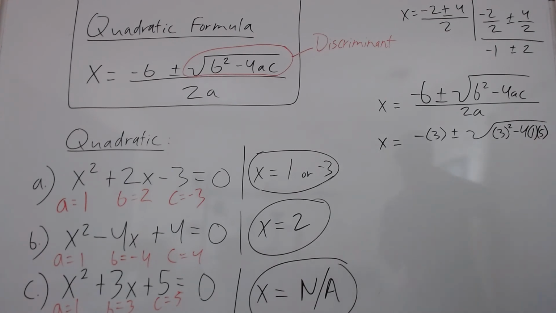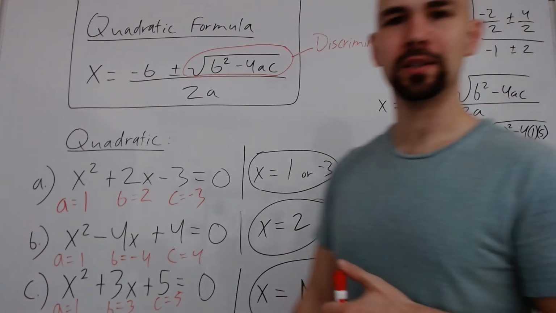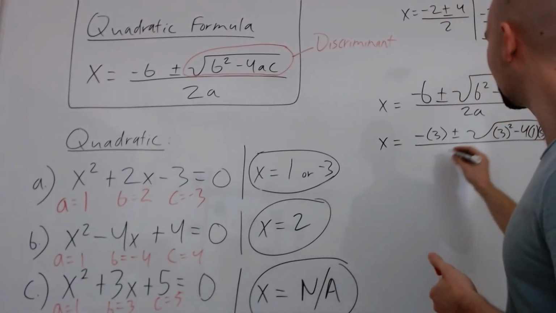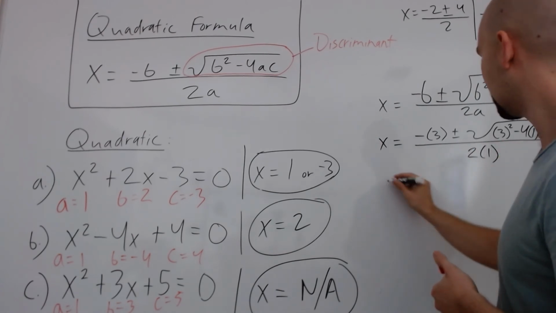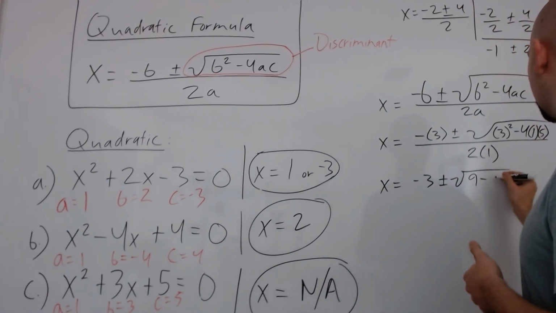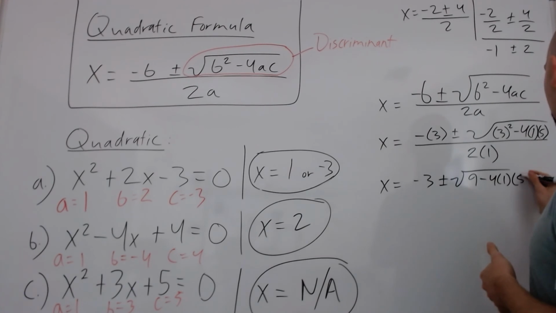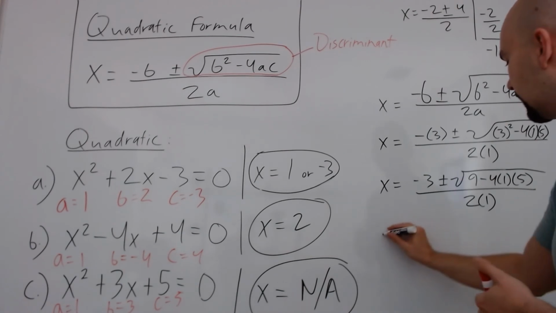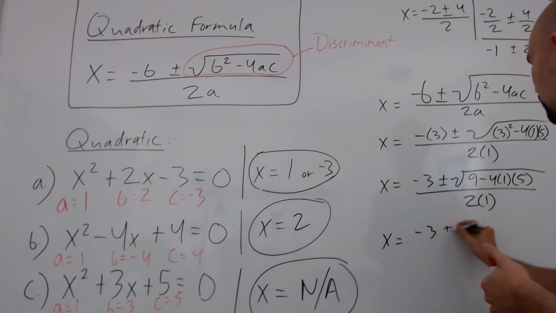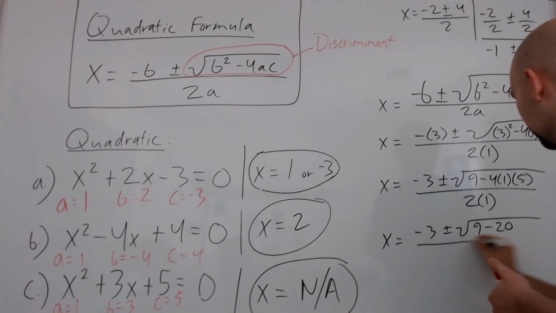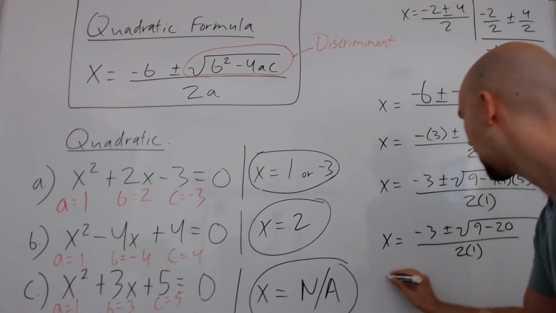All right, so I can already tell this is going to be a negative discriminant. So that's going to confirm that this is going to be a problem that doesn't have any answers. All over 2a, and a is 1. So continue this. X equals negative 3 plus or minus the square root of 9 minus 4 times 1 times 5 all over 2 times 1. X equals negative 3 plus or minus the square root of what's 4 times 1 times 5? That's going to be 20. So 9 minus 20 over 2 times 1.